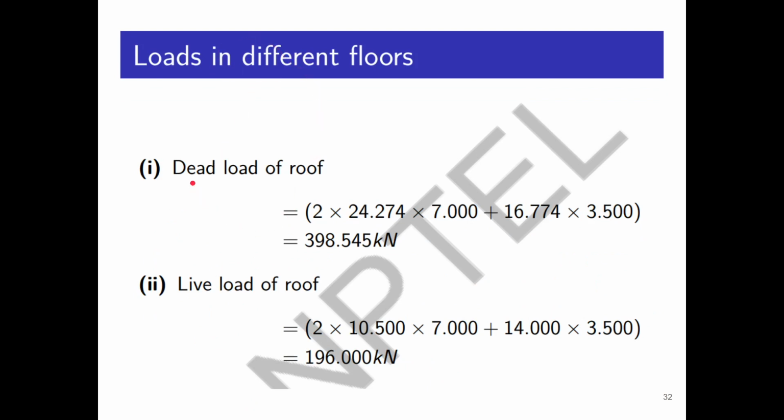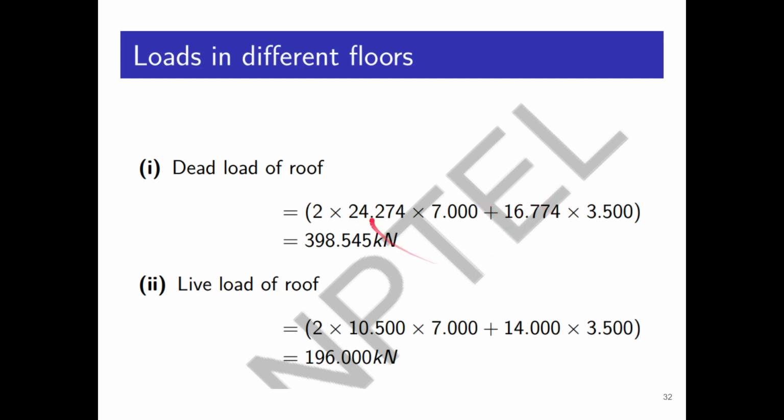So the dead load of roof will be equal to 2 into 24.274 into 7 plus 16.774 into 3.5. If you have seen the building plan, this is the middle bay, and these are the end bays. So there are basically three bays in one direction. The end ones are of the classroom, and this is the corridor.